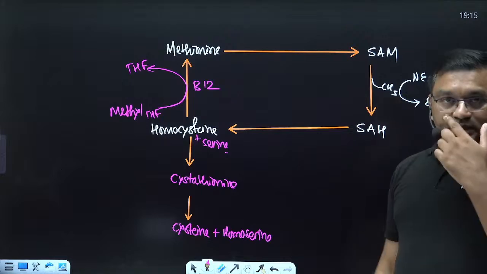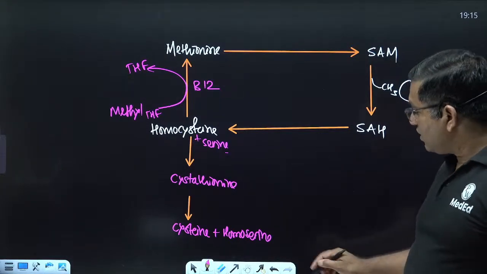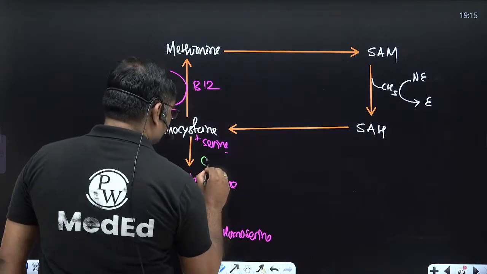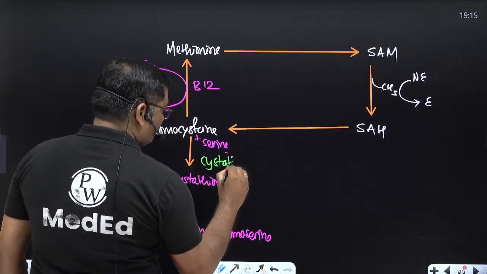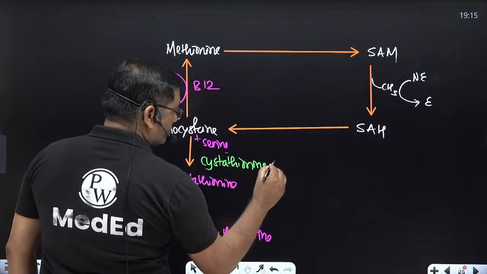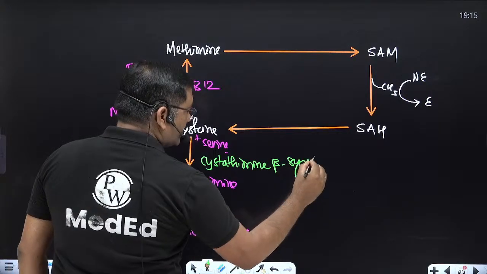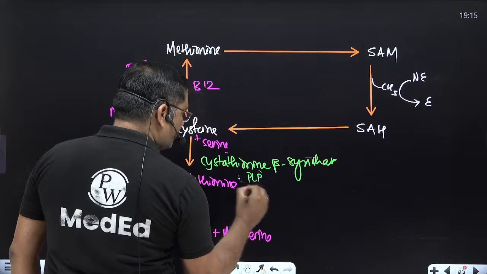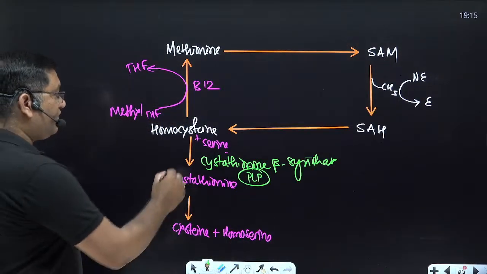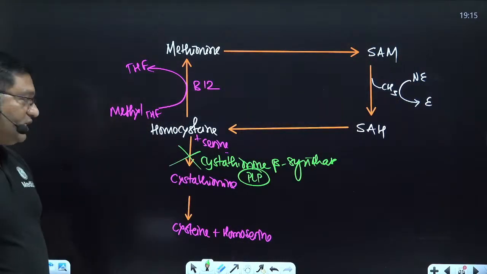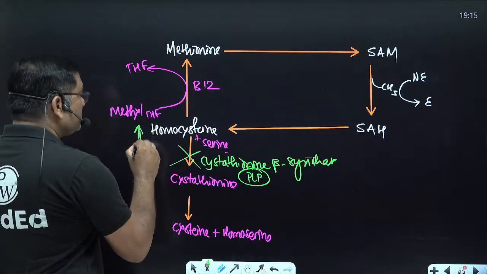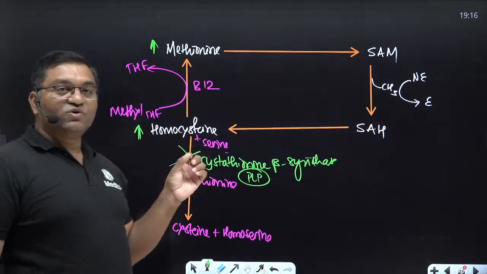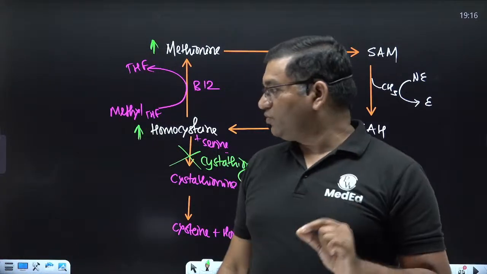Now this is a case of homocystinuria where the defective enzyme is cystathionine beta synthase, a pyridoxal phosphate dependent enzyme. If this step is defective, there is elevated homocysteine level and elevated methionine level. And elevated homocysteine level will give a positive cyanide nitroprusside test.